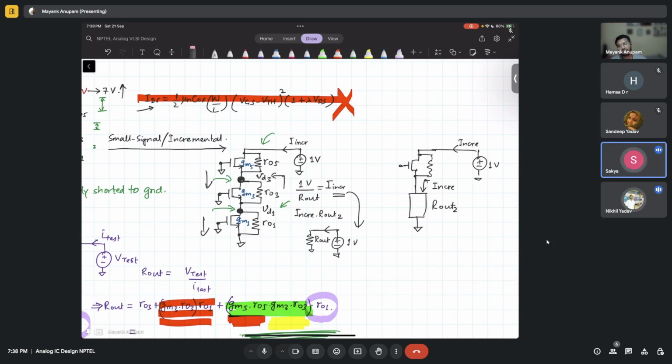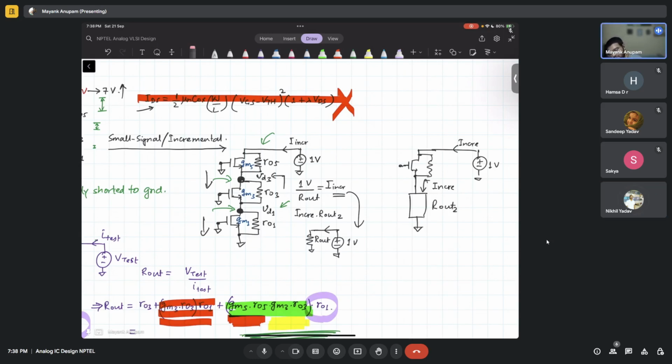One more doubt here: R out 2 is the effective output impedance of both transistors, right? R03 and R01. So it will be the effective total impedance of R03 as well as R01, the two MOSFETs, 3 and 1.